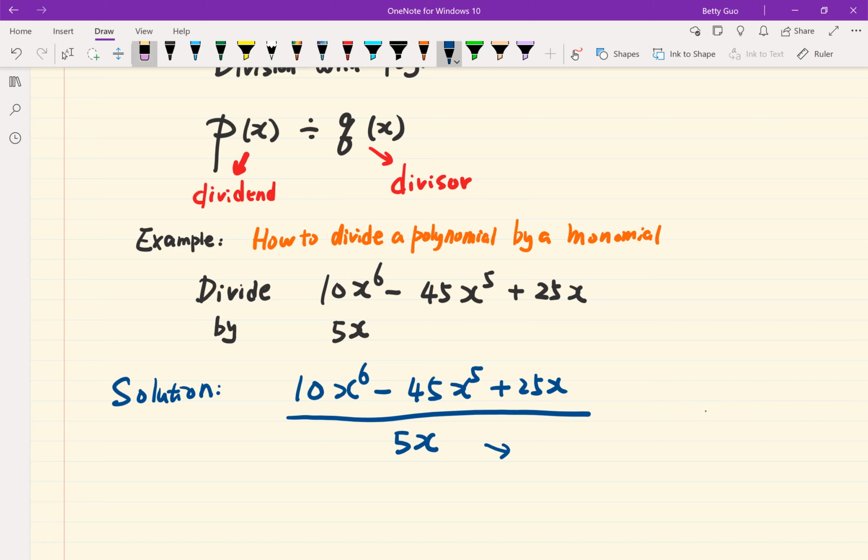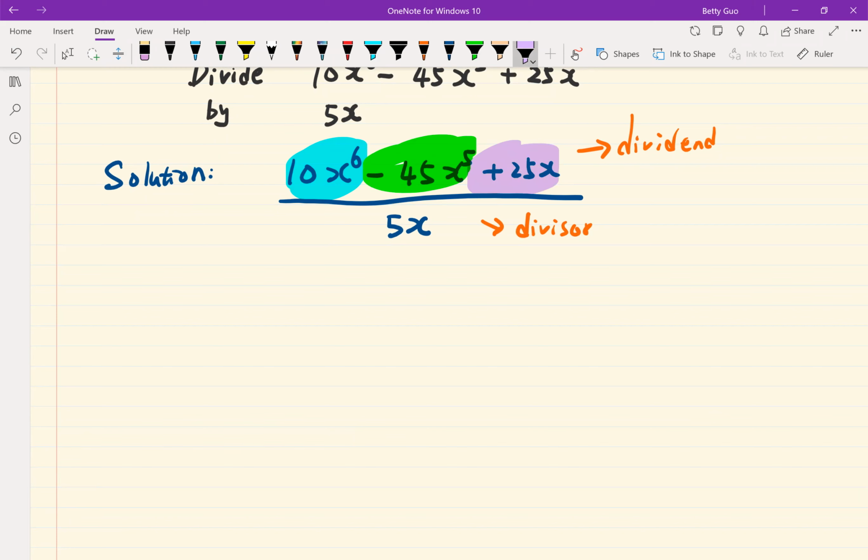How about let me color them. Term 1 in the numerator is blue. Term 2 in the numerator is green. Let's use purple for term 3 in the numerator. And the denominator, how about let me use orange?